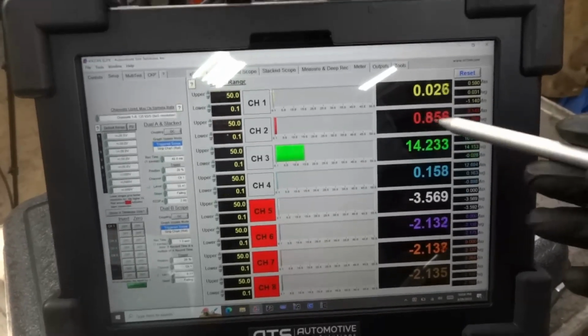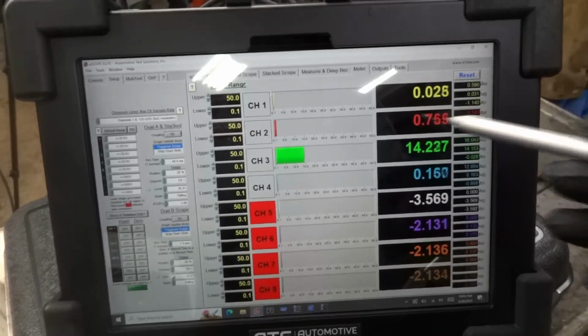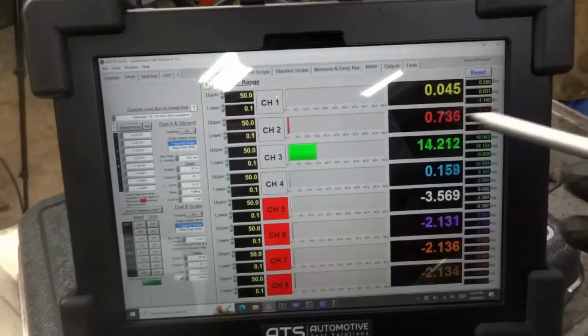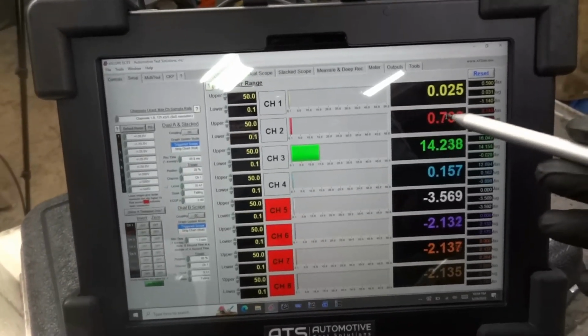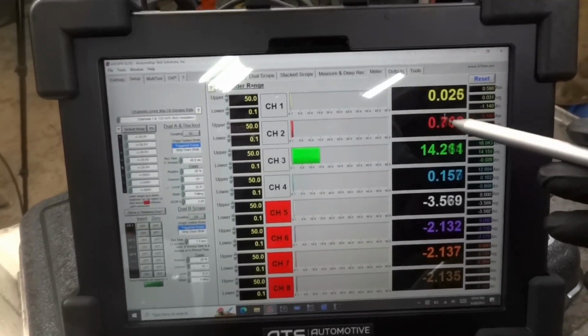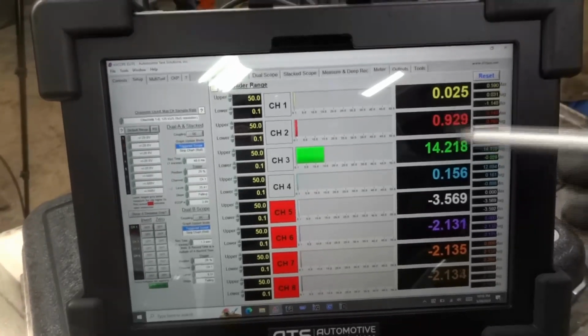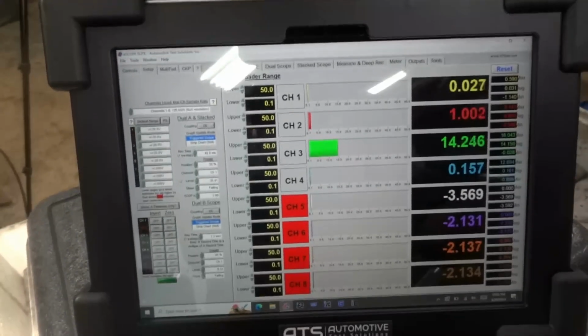Okay, so this red trace is our sensor signal. All right, you see how it's going right now. It's showing a high voltage, a rich mixture right now. Okay, so this tells me that our sensor wiring is good. The problem is a bad sensor.